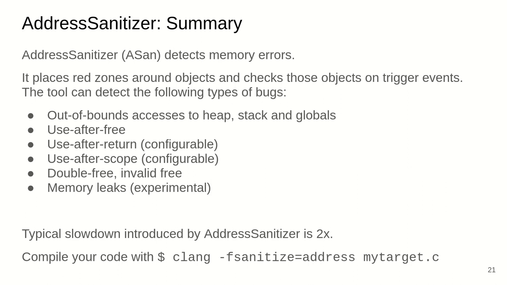A typical slowdown introduced by AddressSanitizer is about 2x, and you can run this readily on any of your code by compiling this with clang -fsanitize=address, my target.